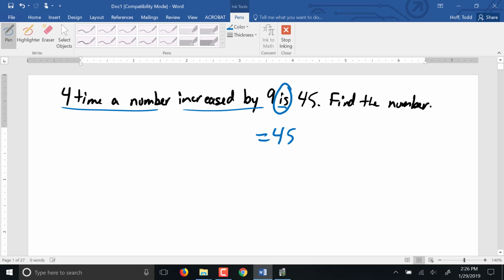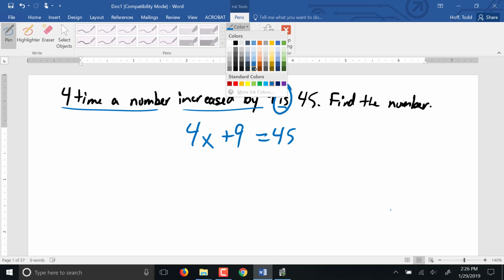4 times the number increased by 9. Depending on what MyMathLab might tell you what variable to use, we're going to just use x. So 4 times x is 4 times the number. Increased by 9 is plus 9. And then we solve the equation.